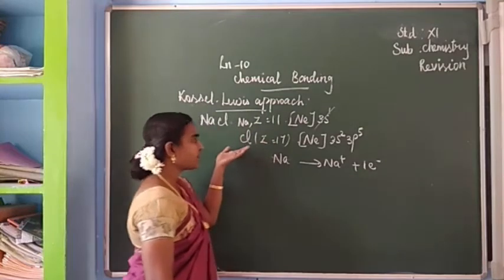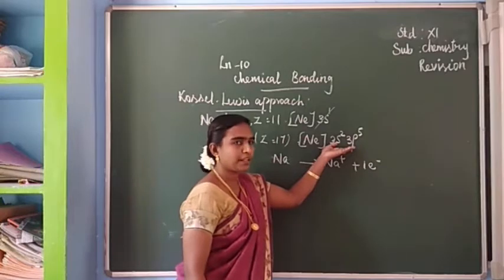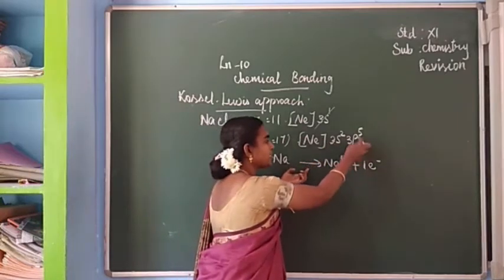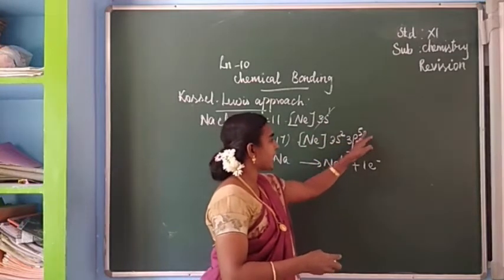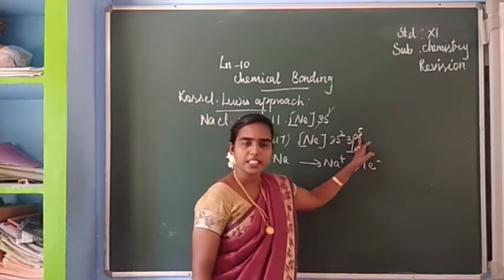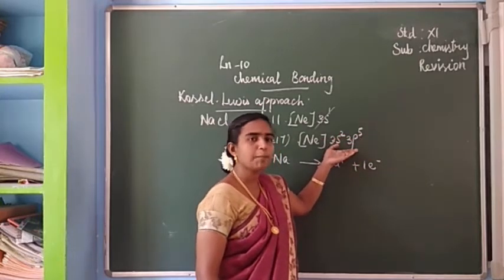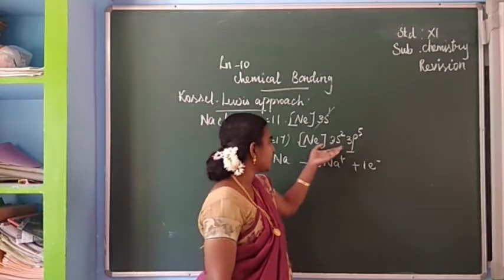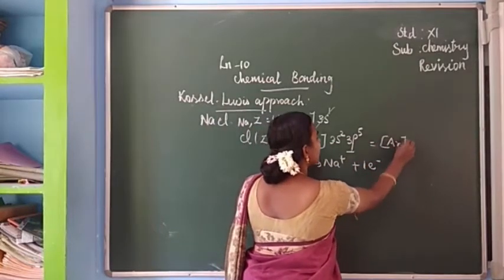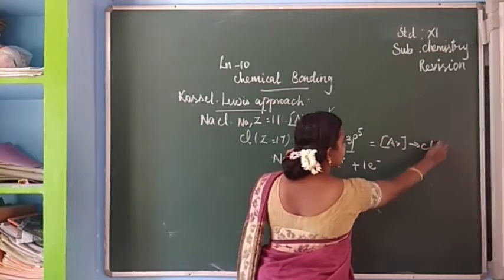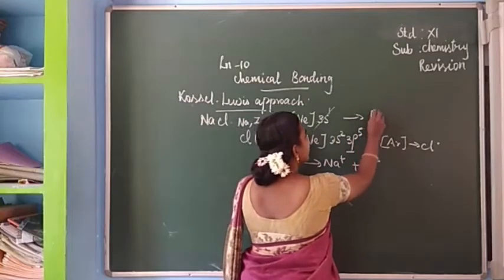The same thing when you consider the chlorine atom, 3s2 3p5. The 3p orbital can accommodate a maximum of 6 electrons. When this p orbital accepts one electron, it becomes 3p6, isn't it? That is a completely filled electronic configuration, so it becomes the electronic configuration of argon, Cl minus. Is it clear? So here it becomes Na plus.